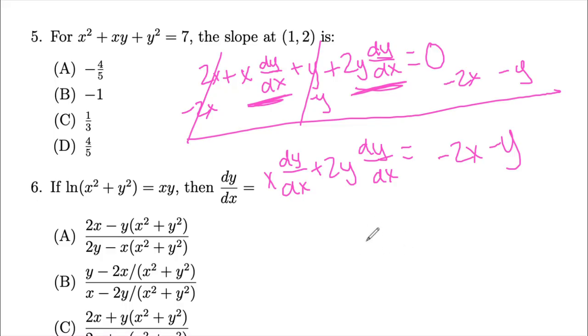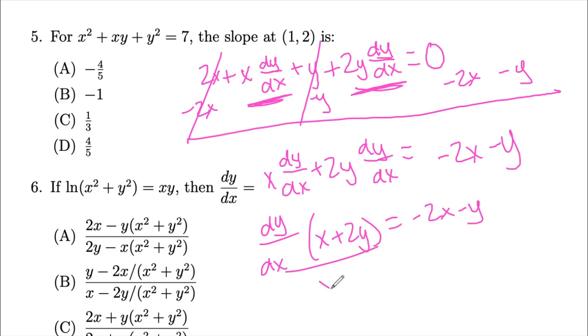Now we are going to factor out our dy/dx, and I hope at this point you're seeing the repetitive nature of the algebra here. You get your dy/dx terms to the left-hand side, then you take out the GCF, then you divide on both sides to isolate dy/dx. Anyways, continuing on, we would have (x plus 2y) dy/dx equals negative 2x minus y. Now we're going to divide by x plus 2y on both sides.